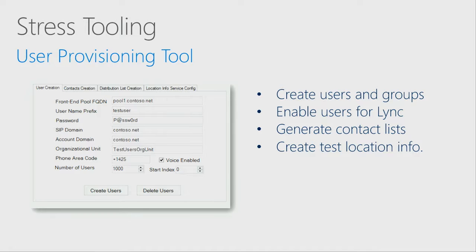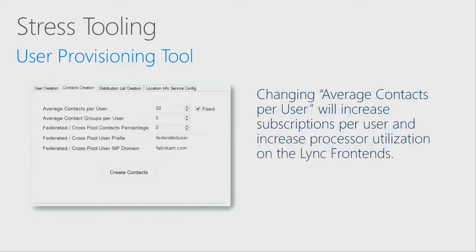And then, because specifically the average contacts is definitely going to increase your subscriptions per user. So that's going to drive process utilization on your front ends. So this is a key number to look at. If you have a lot of contacts in your environment, you're definitely going to want to look at that and then mimic that in the stress tool so that you actually see the correct CPU load.